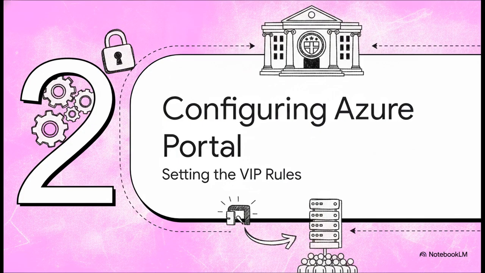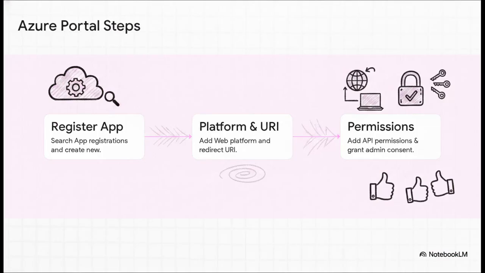Section 2. Configuring the Azure portal. Setting the VIP rules. We are starting right in Azure, our management office, because this is where we tell the overarching security system exactly who gets a VIP pass and what they're allowed to access once they get it. Here's the exact sequence of clicks you need to make.